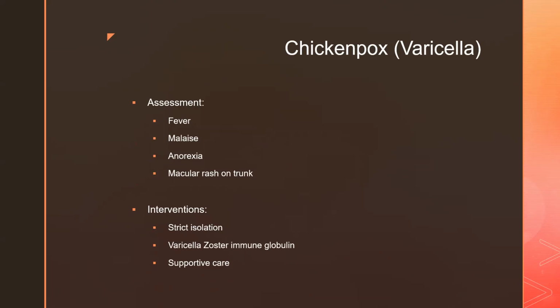Interventions tend to be strict isolation. Oftentimes we will give the varicella zoster immune globulin. Oftentimes that helps boost immunity if the patient has been vaccinated. Okay. Key point here: immune globulin is no good if the patient has been unvaccinated. So again, just keep that in mind when you're talking about some of these communicable diseases. And then supportive care. Basically what we mean by that is just fluids and reduce the fever and just kind of generally make them feel better.